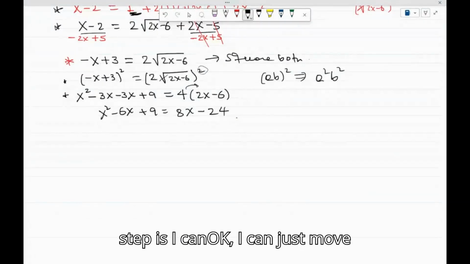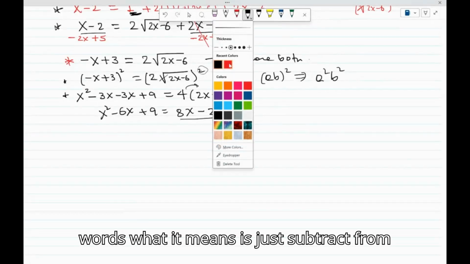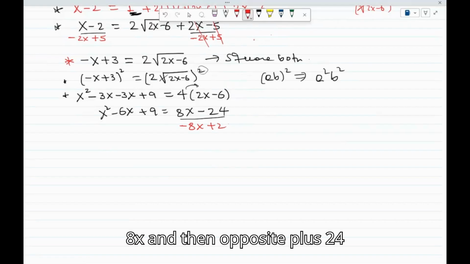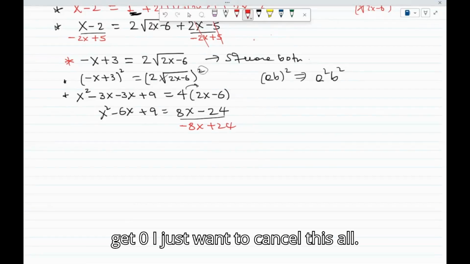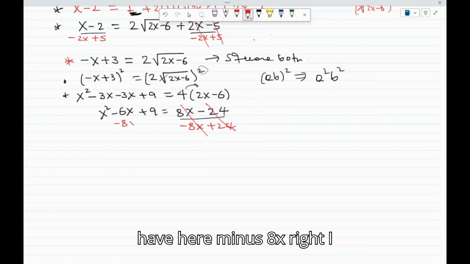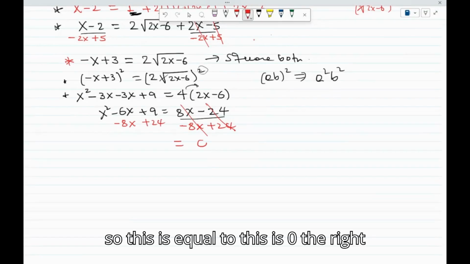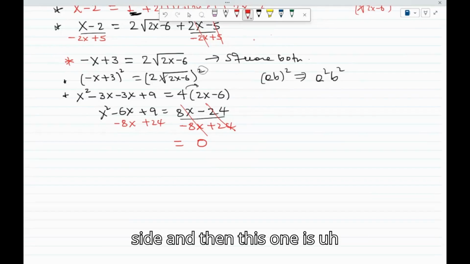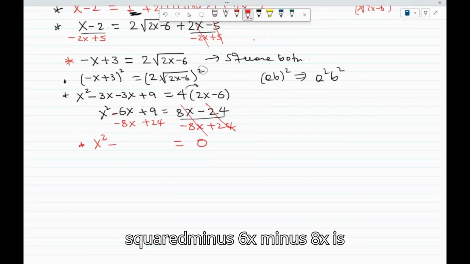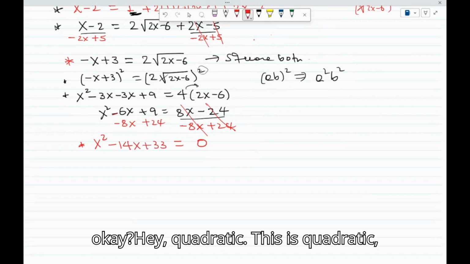The next step is to move this to the left side, or in other words, subtract from both sides. Subtract 8x and, by the opposite, add 24, otherwise I cannot get 0. I just want to cancel all of this. So the right side is 0, and on the left, x squared, minus 6x minus 8x is minus 14x, plus 33. Hey, quadratic.